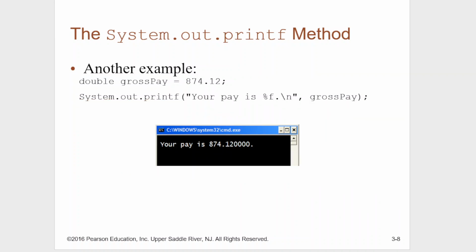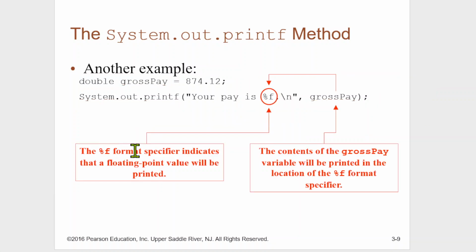Okay. Another example, gross pay is 12, my pay. Now I have an f here. Notice I don't have a d anymore, I have an f. So f is a floating point. Where the d was our integer, which does not have a decimal, f is a floating point, which means you can have decimals behind it.